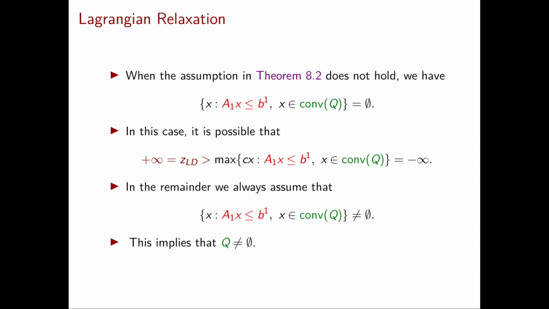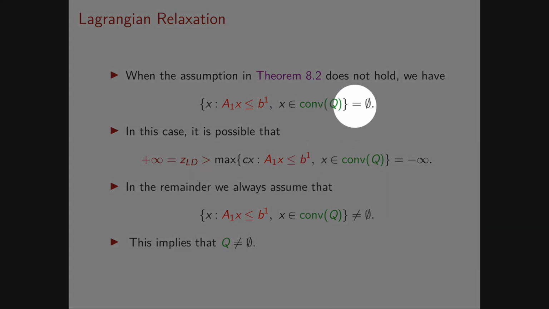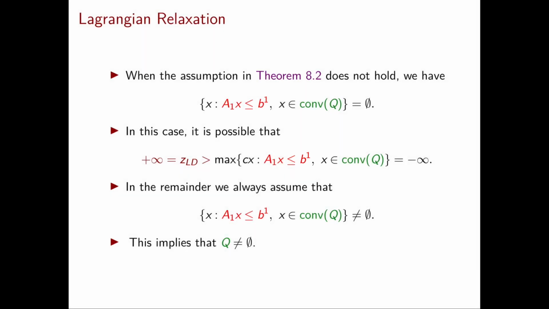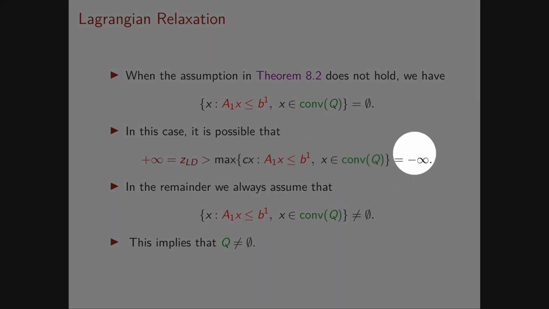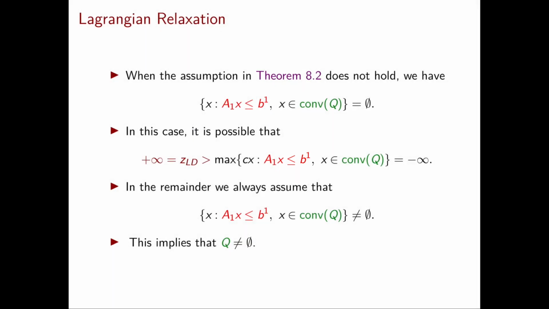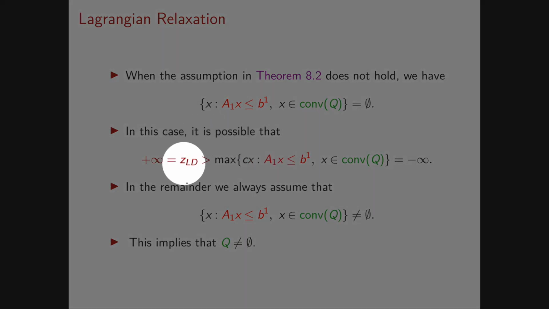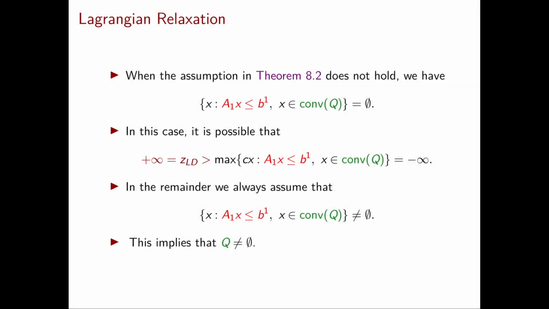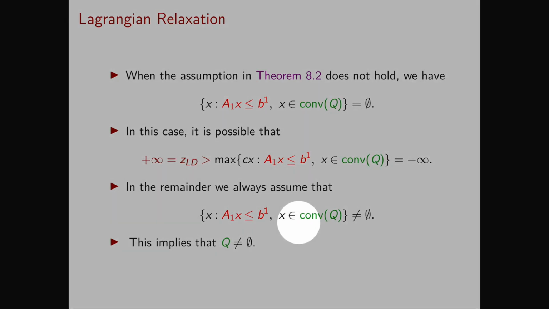In fact, you can easily construct examples where this set is empty and where not only ZLD is different from the maximization problem over such a set, but you can actually construct an example where the max is, of course, minus infinity because the feasible region is empty. And on the other hand, ZLD can be equal to plus infinity. In particular, in the remainder of our discussion, we will always assume that this set is non-empty so that the theorem holds. In particular, this implies that the convex hull of Q is non-empty and therefore that Q is non-empty as well.